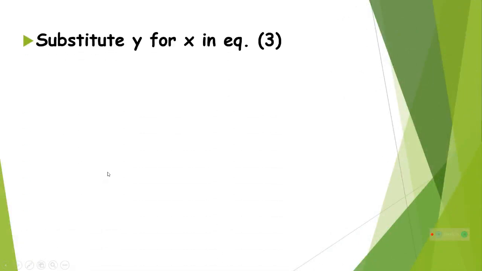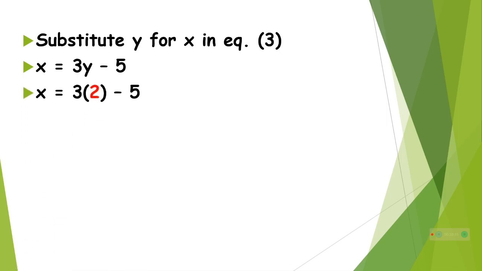Because we are going to substitute that value of y in our equation 3. So our equation 3 again is x equals 3y minus 5. So this y will be changed with 2. So you will have x equals 3 times 2 minus 5. And then just continue solving. So you will obtain x equals 6 minus 5. And the value of our x now is 1.